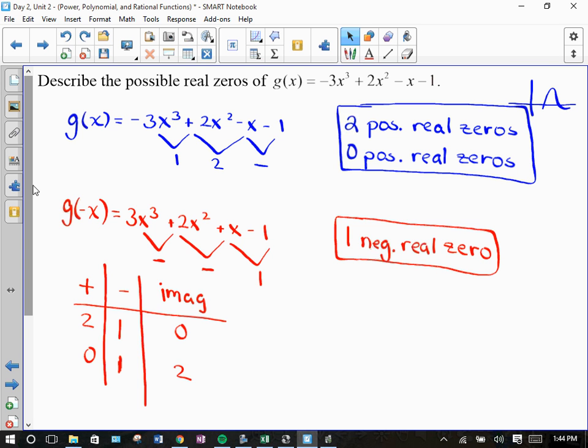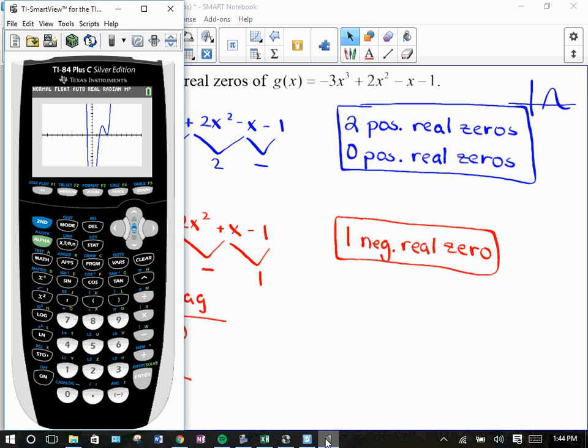Now, let's just look at the graph of this real quick. Let's just see what it has and see if all this matches up. Negative 3x to the third plus 2x squared minus x minus 1. This graph better cross that x-axis one time on the negative side.